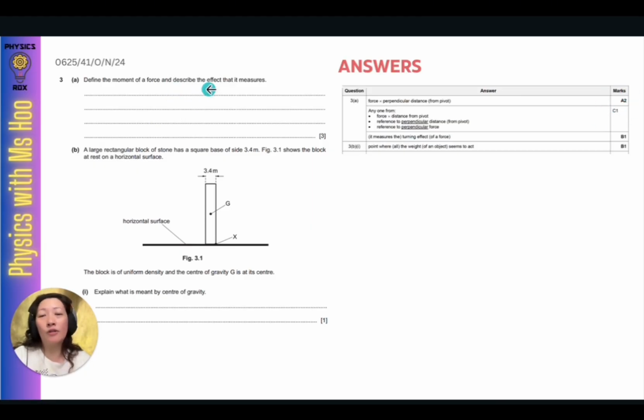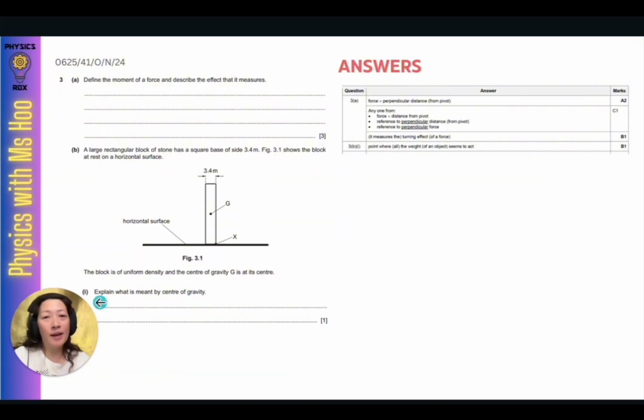So that's what this mark allocation means in this mark scheme. Now, in terms of describing the effect that it measures, it's measuring the turning effect of a force. So this is describing what the concept of moment is in terms of its measurement. Now let's take a look at B1. Explain what is meant by center of gravity.